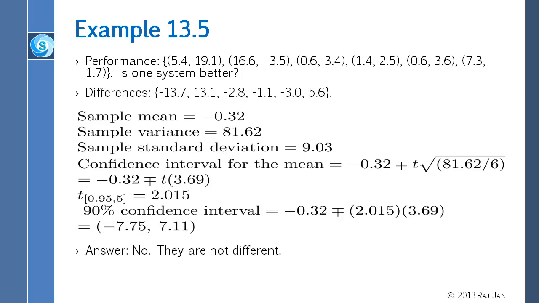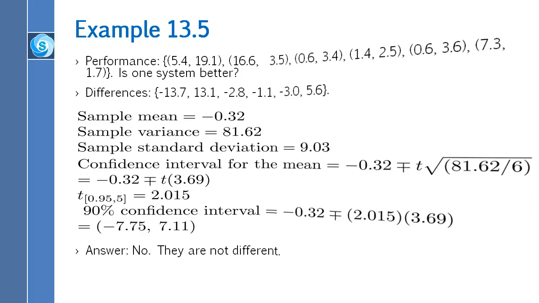You compute the sample mean, sample variance, and sample standard deviation, and since there are only 6 samples, you have to use the t-distribution. You use that t-value, and then s divided by the square root of n, where n is 6. We do that, and the t-value for 95 is 2.015. So the 90% confidence interval is minus 7 to plus 7. Our answer is that the systems are not different, because the interval includes 0. So this is very straightforward. If you have paired observations, all you have to do is take the difference and then see the confidence interval.